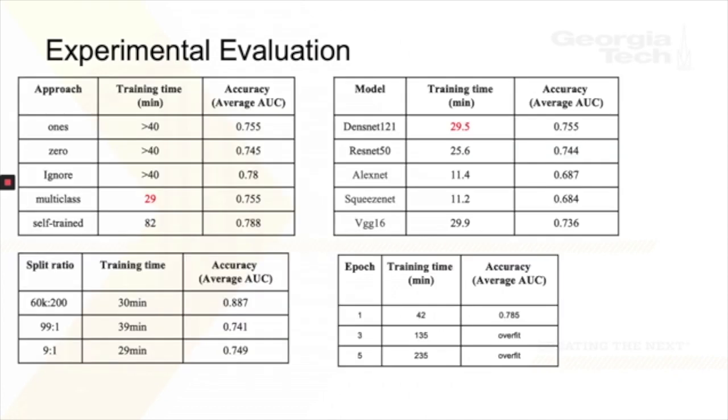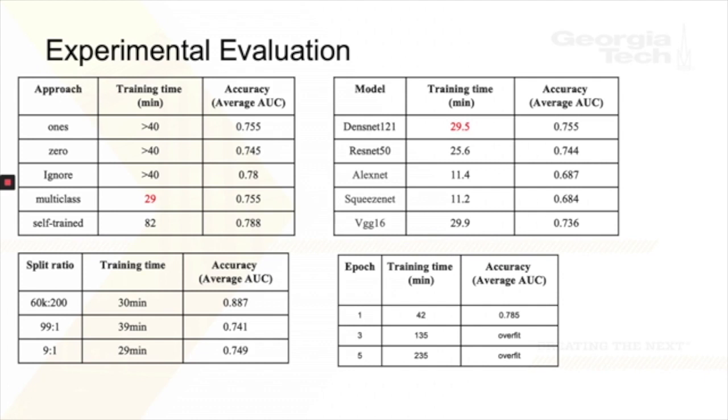Firstly, in the first stage, we want to find the prototype for our machine learning model. So we want to experiment with different approaches against the multi-class labeling situation. We use 1, 0, ignore, multi-class, and self-trained. The details can be found in our report. And as you can see, the training time for multi-class is the least, and it also reached a good accuracy level. So we stick to multi-class.